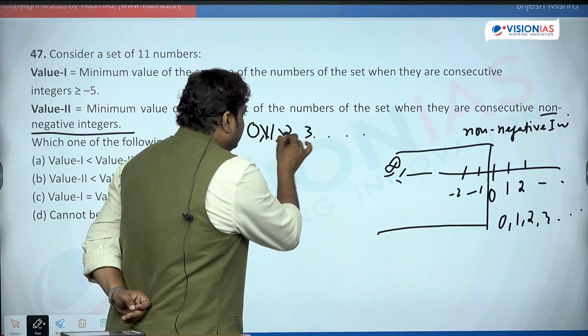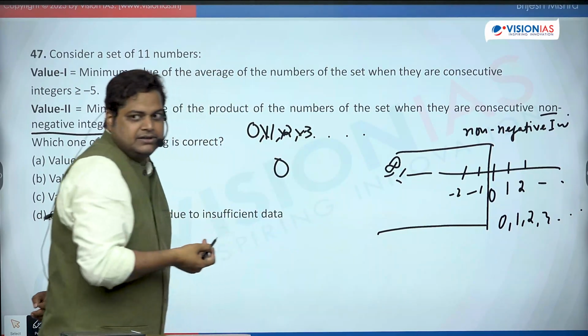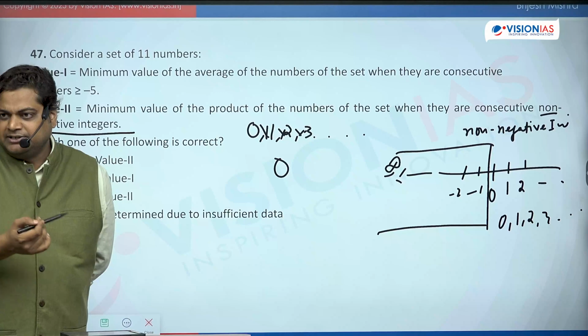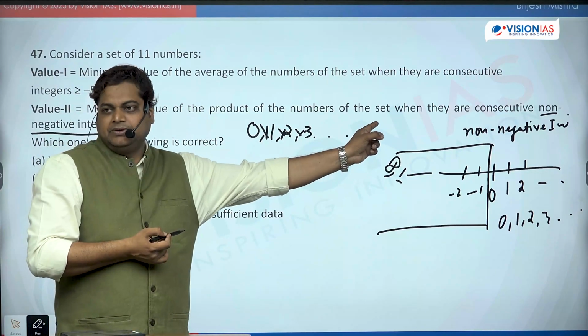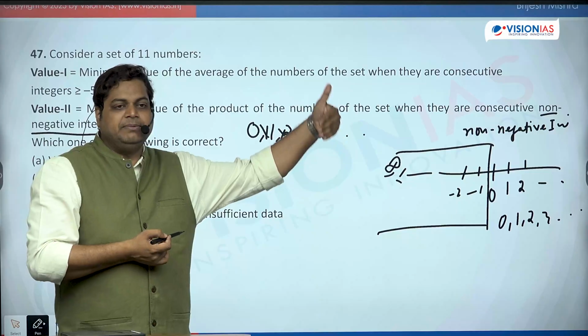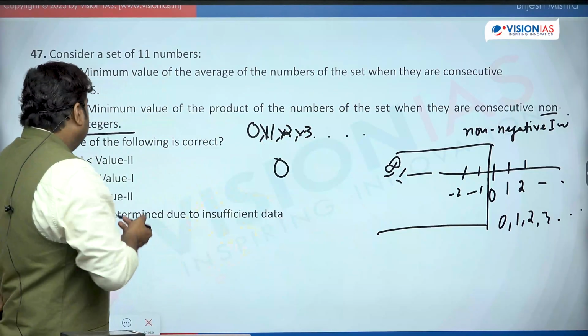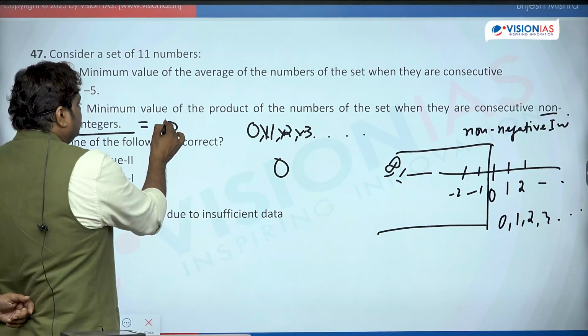If we multiply by 0, the result will be 0 only. 0 multiplied by any number will give 0 only. And this is the minimum value. We can start with 1 also, 2 also, 3 also, but that value will be bigger. So this value, value 2, is what? 0.